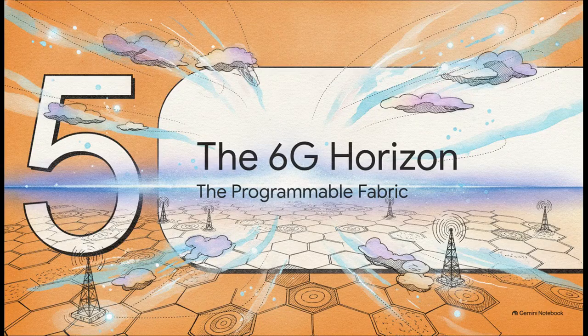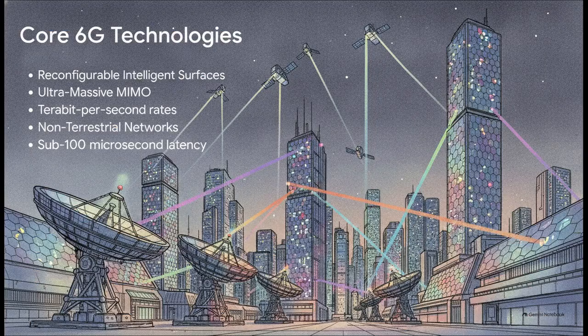And finally, that brings us to Part 5, the 6G horizon and the programmable fabric. Targeted for commercial deployment around 2030 under the IMT 2030 framework, the concepts driving 6G are straight out of science fiction. We're talking about reconfigurable intelligent surfaces, literally programmable panels on buildings that reflect and bend radio signals around corners, like smart mirrors. We'll see ultramassive MIMO with tens of thousands of antenna elements tracking individual users. We're looking at terabit per second speeds and non-terrestrial networks where LEO satellites seamlessly integrate with ground towers. In 6G, the last mile is basically being replaced by the last beam.